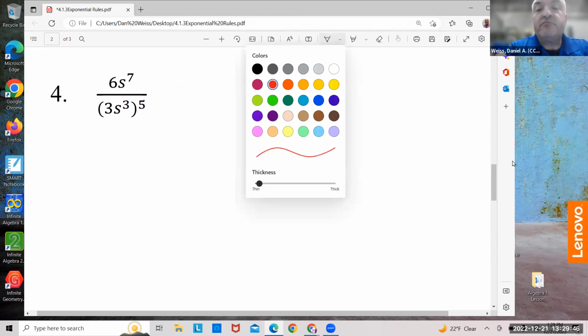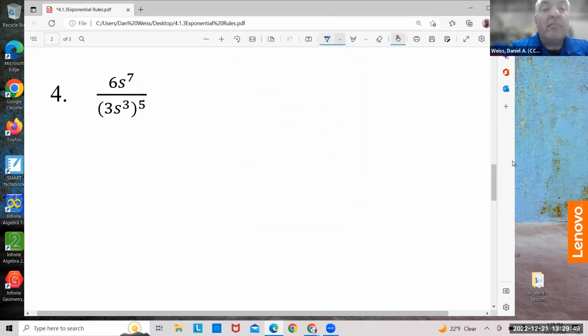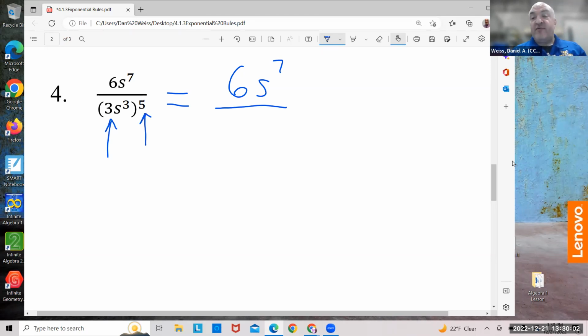Over here. 6s to the 7th. All right. Now I'm going to take this 3 to the 5th power. What is 3 to the 5th power? I don't know. I'm going to use my calculator. 3, I'm going to hit x to the y, 5 equals 243. Oh, okay, so 243.